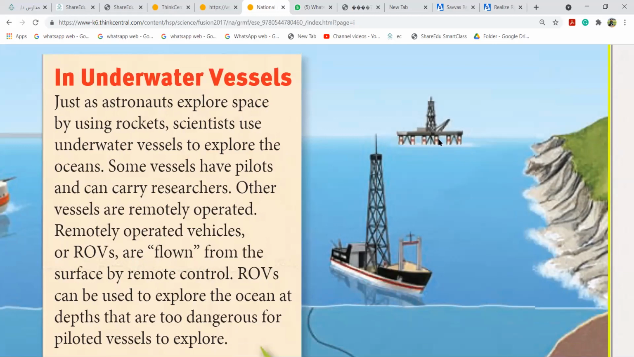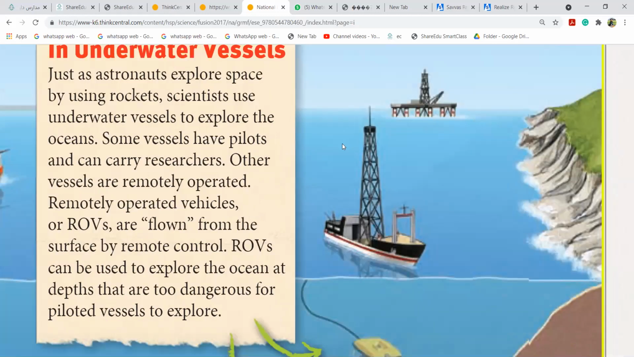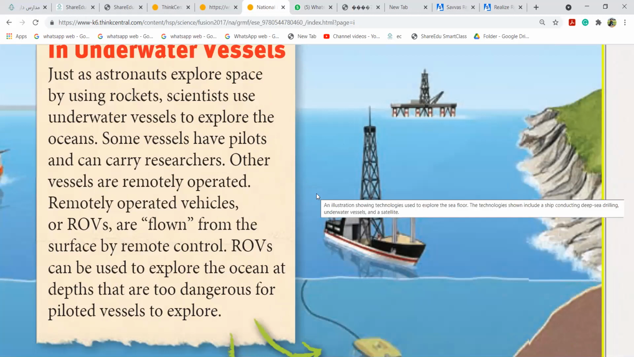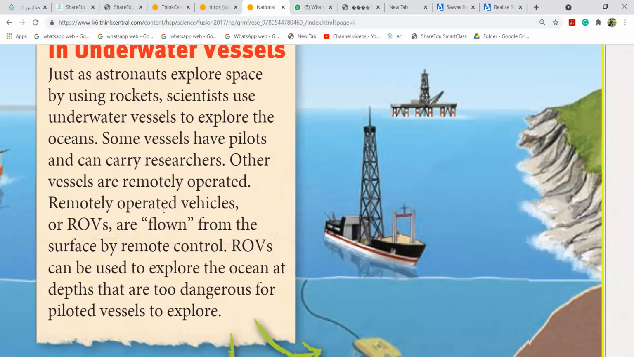You have underwater vessels, like how we have astronauts who study space by using rockets. There are scientists who use some specific, important vessels, and we have special pilots for this. They can carry researchers, and they're remotely operated. Remotely operated vehicles are ROVs. They are flown from the surface by remote control and can explore.